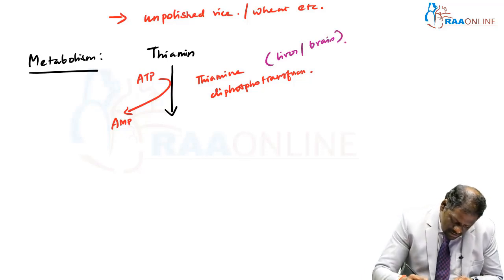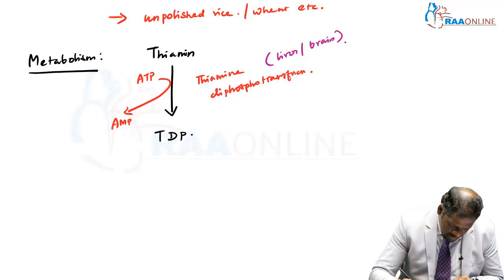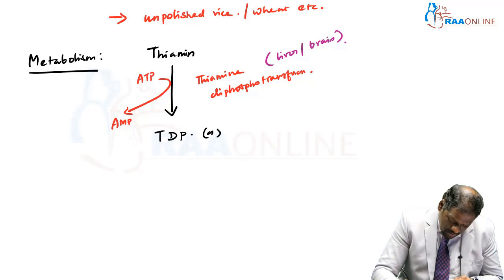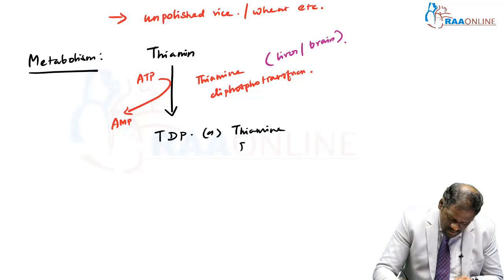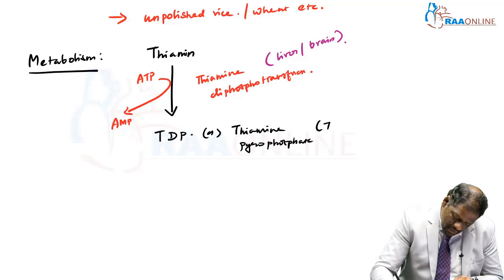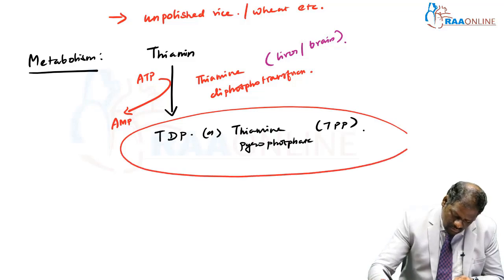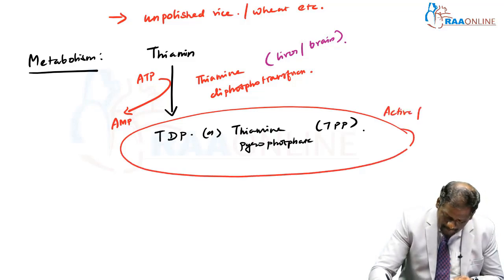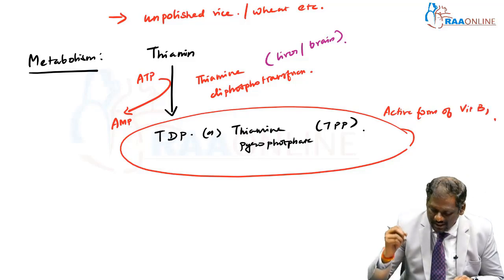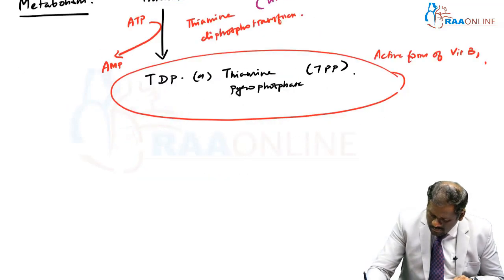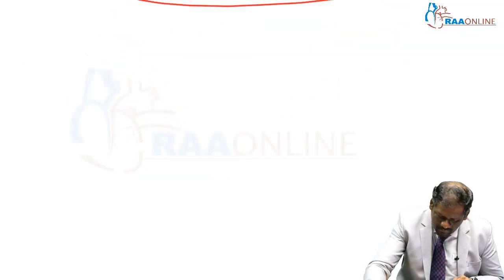So this gives rise to what? Thiamine diphosphate, otherwise called thiamine pyrophosphate, TPP. So this is your active form of vitamin B1. It's not vitamin D, it's vitamin B1, sorry. It is the active form of vitamin B1.